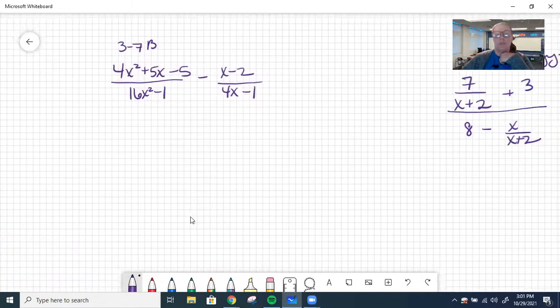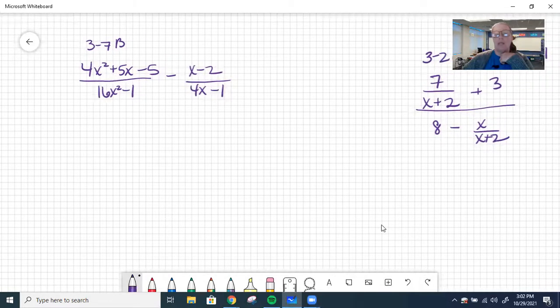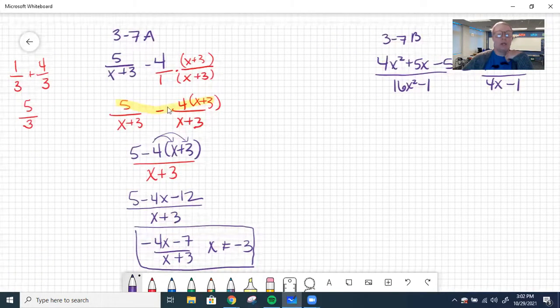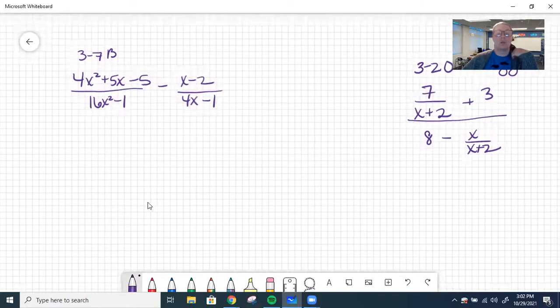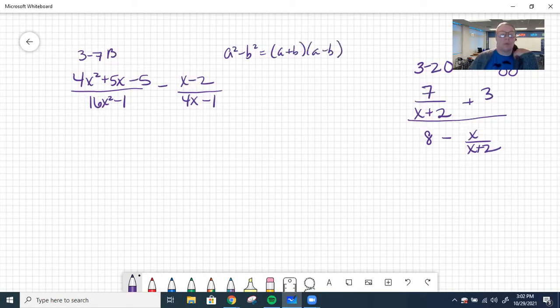All right, now B, we're subtracting. That one looks more complicated. When you are adding or subtracting, you always want to factor the denominator before you start with your common denominator. And I guess I didn't mention that here because we didn't have anything to factor. And this one we do, the 16x squared minus 1. That's another a squared minus b squared equals a plus b times a minus b. So I'm going to factor, we don't have to factor the top. That doesn't matter. It's really the bottom that's important.